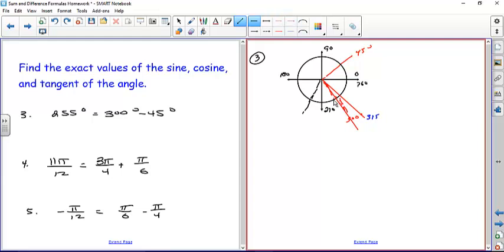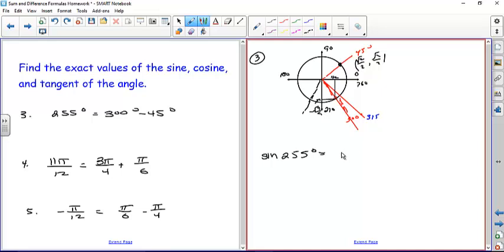So, here's the y coordinate, here's the x coordinate. So you can see this is a half, positive a half, and this would be negative the square root of 3 over 2, and then this point would be square root of 2 over 2 and the square root of 2 over 2. They're both positive in the first quadrant. Okay, so given that, the sine of 255 is going to be using the formula.